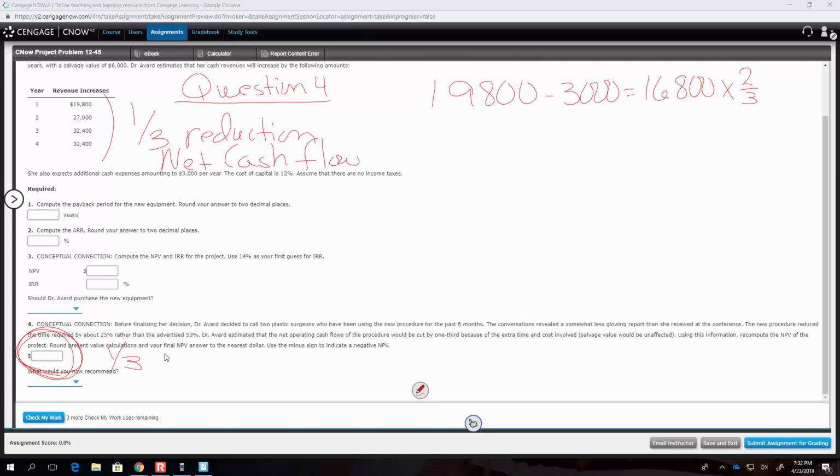For problem 4, you have to reduce the net cash flows by 1/3. So what do you have left? 2/3. In year 4, right? What is this, 29?